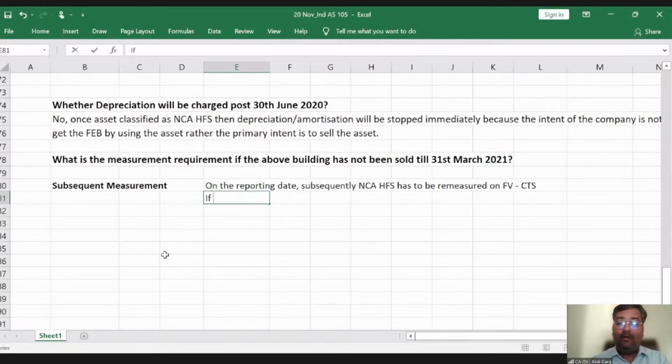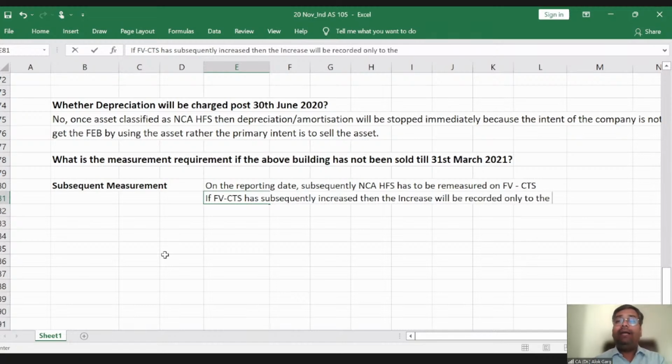But if FV less CTS has subsequently increased, then the increase will be recorded only to the extent of earlier recognized impairment losses. Right.